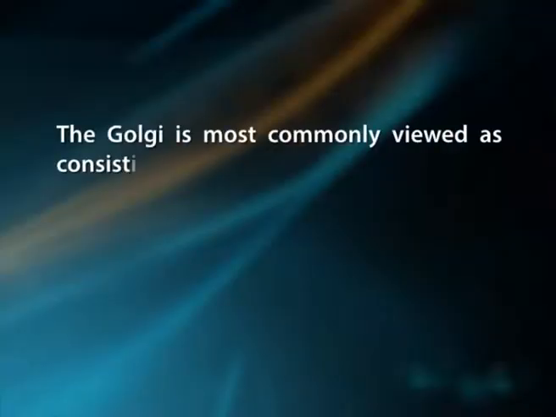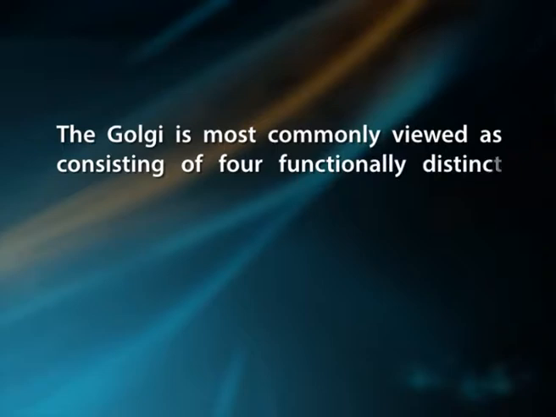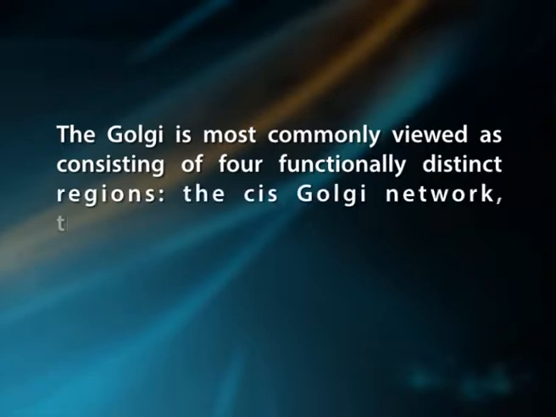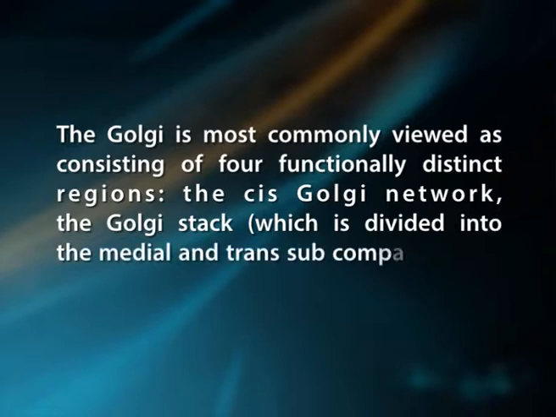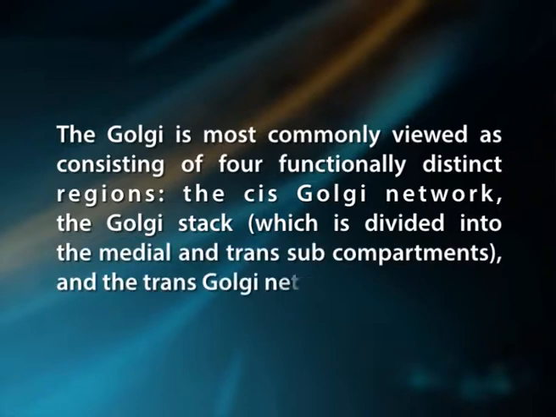Distinct processing and sorting events appear to take place in an ordered sequence within different regions of the Golgi complex. So, the Golgi is usually considered to consist of multiple discrete compartments. Although the number of such compartments has not been established, the Golgi is most commonly viewed as consisting of 4 functionally distinct regions: the cis Golgi network, the Golgi stack, which is divided into the medial and trans compartments, and the trans Golgi network.